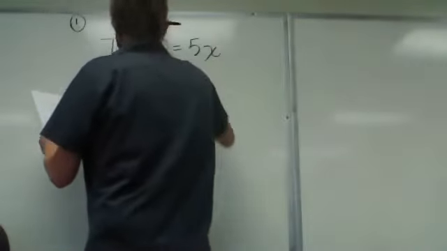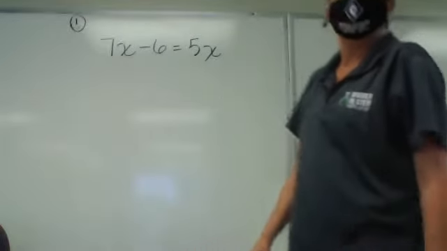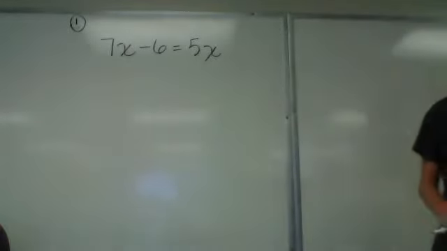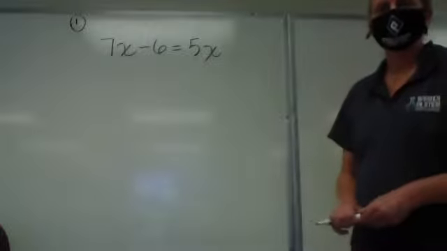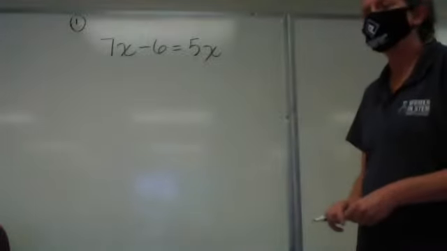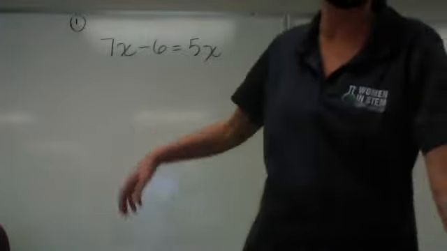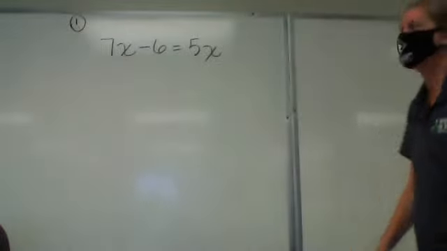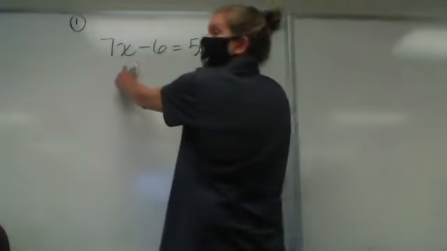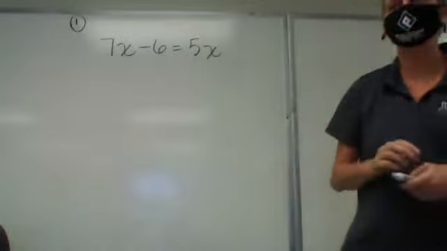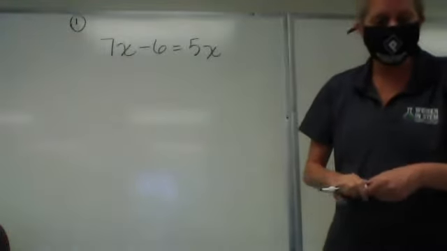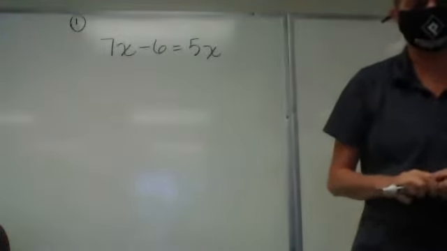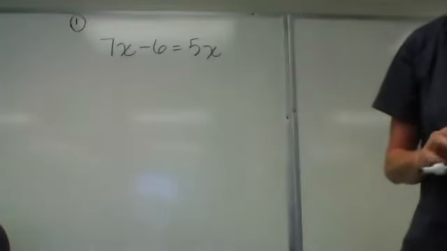2.3. A couple of new things that you're going to run into. Going through that list, I have no fractions and no parentheses. I do have like terms, but they're not on the same side of the equal sign. So that is the next step, step 4, where you put the variable on only one side.